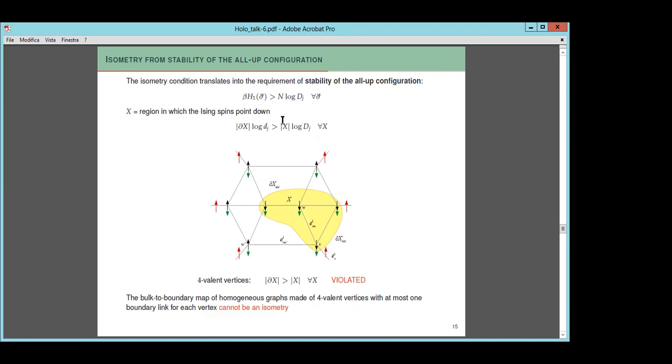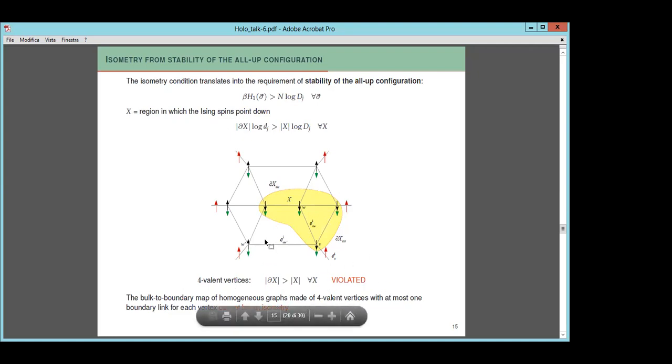Now we can rewrite this condition in terms of the region X here in which the Ising spins point down. Here we have a picture that in yellow shows the region in which the black Ising spins point down. And so the stability of this configuration means that this inequality must be satisfied whichever spin down region we take.